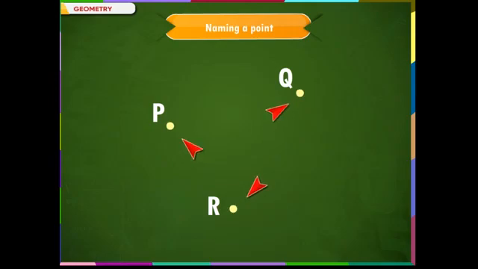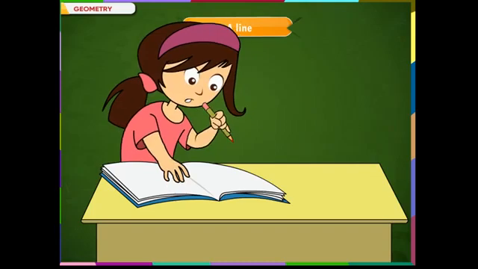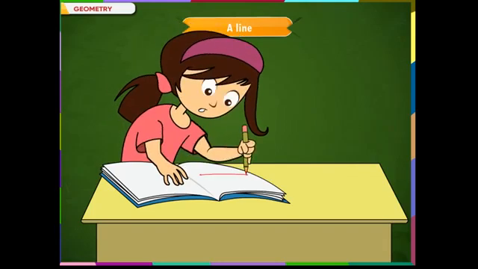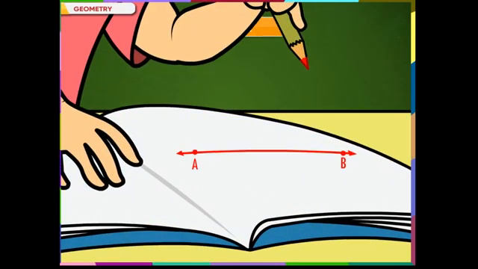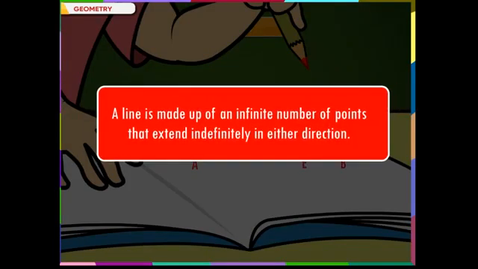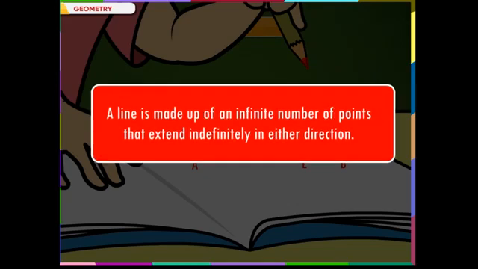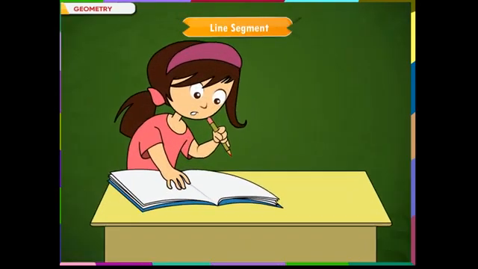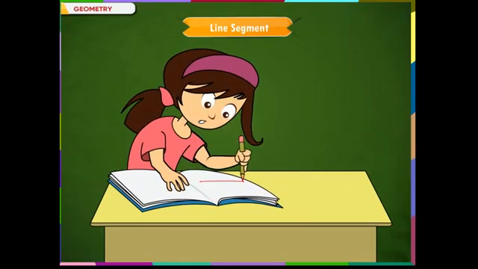The next most important fundamental concept of geometry is line. Shalu draws a line. We can mark many points on this line and name them too. So, we can say that a line is made up of an infinite number of points that extend indefinitely in either direction. Shalu draws a line with arrows on both the sides.